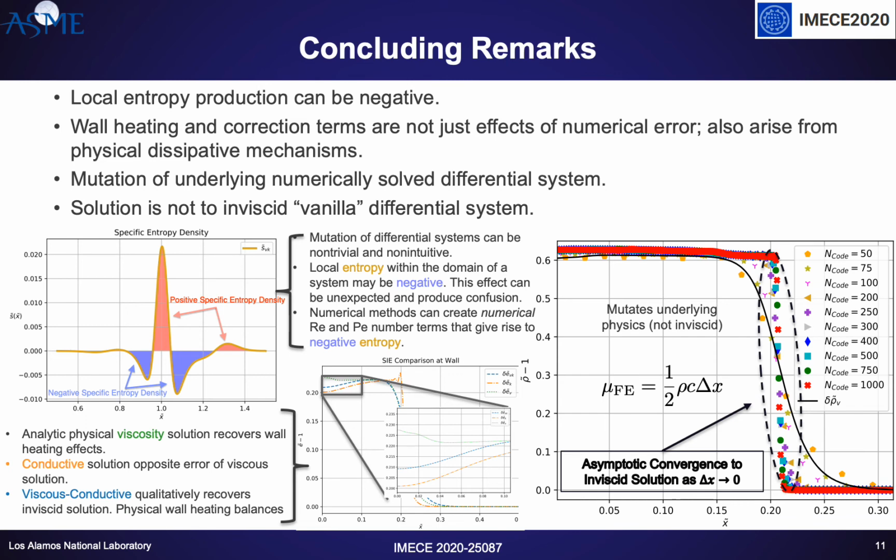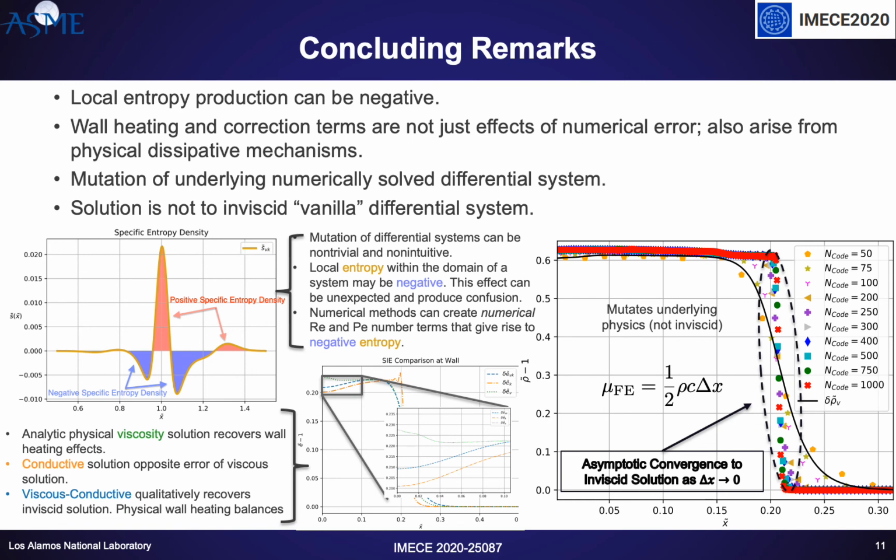In addition, we have shown that the qualitative effects of wall heating have been recovered by solely physical quantities, with the viscous solution mimicking wall heating effects, the heat conductive solution opposing those effects, and their combination balancing them to approximate an inviscid solution, but never truly be inviscid. There is introduced a fundamental difference between the viscous conductive solution and inviscid solution to the differential system.